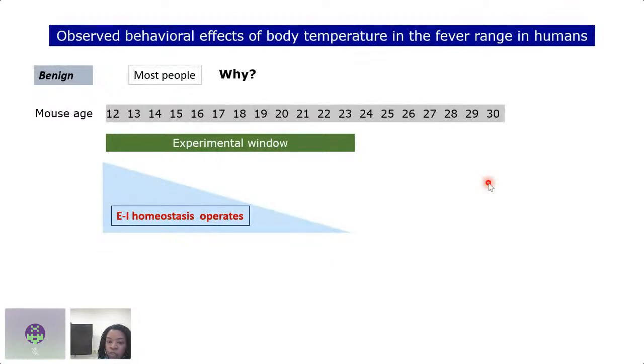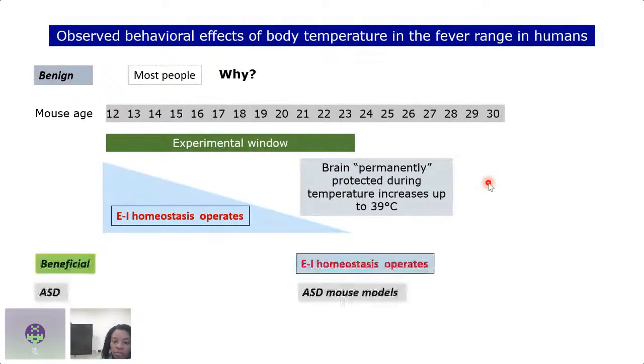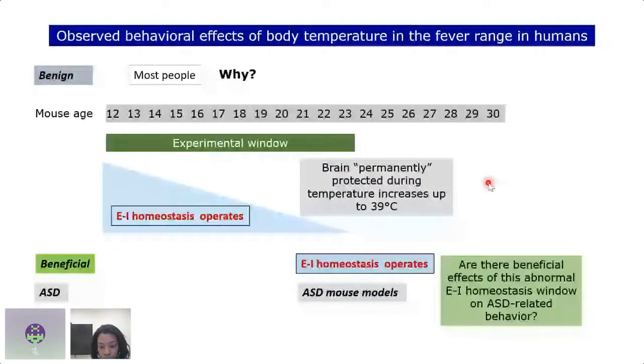And we think as the brain is maturing, certain intrinsic parameters of the cell become resistant to these increasing temperatures. So in a way, as the brain matures, it no longer needs these mechanisms, and it's sort of permanently protected from increases in temperature in the fever range. But in some ASD mouse models, this phenomenon, where EI homeostasis is present when it really shouldn't be, may underlie some of the beneficial effects that we see in autism. So right now we are focused on understanding whether or not this is true.